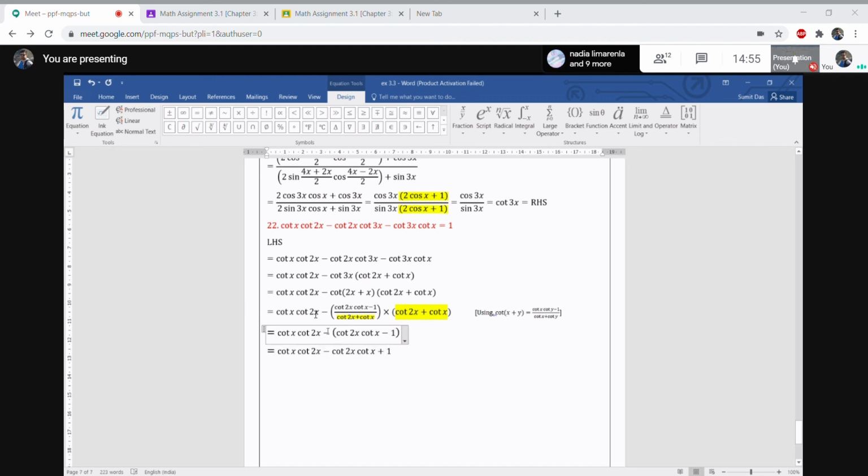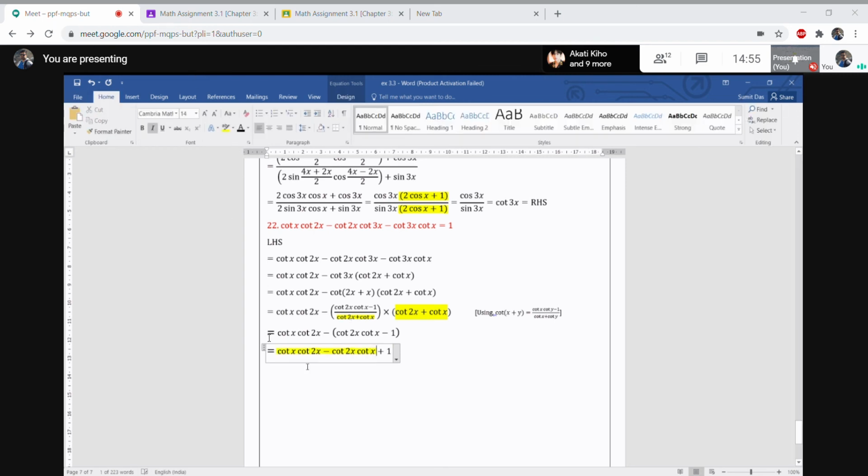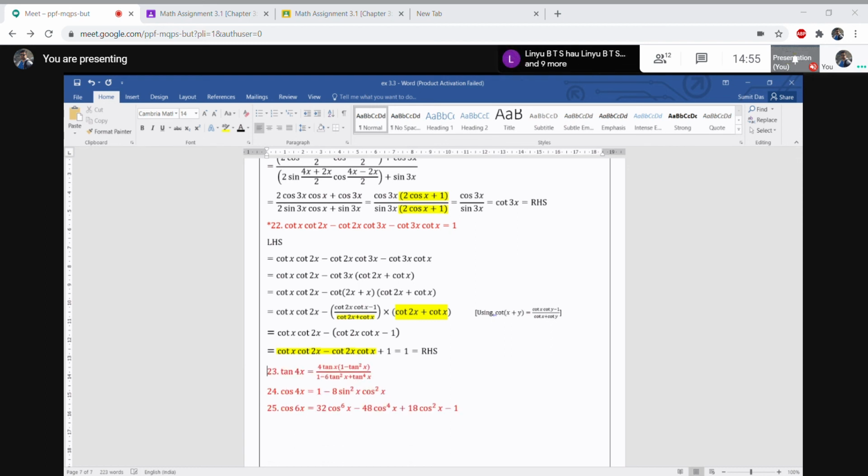Okay, so if you open the bracket, this minus and this minus will be plus. Now look, this part can be cancelled easily. Cot x into cot 2x minus cot 2x into this, which is equal to 1, which is equal to the right hand side. This type of question is very important. You have to practice this question very much, understood? Otherwise you will not get the answer.